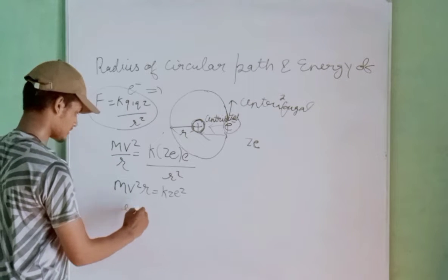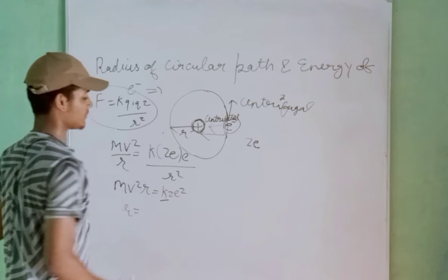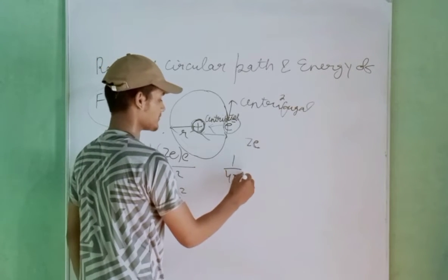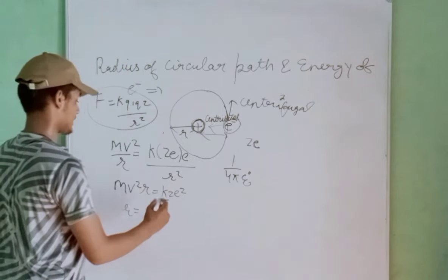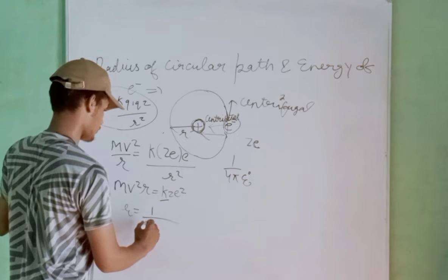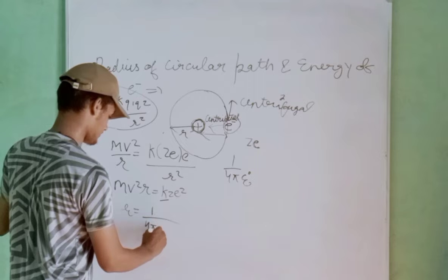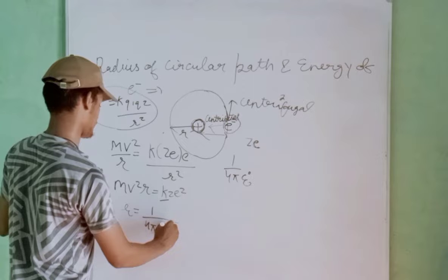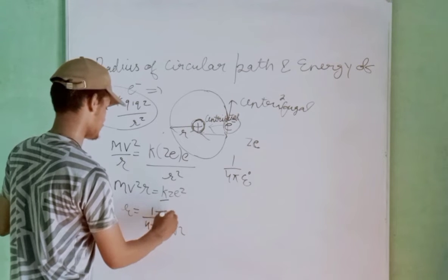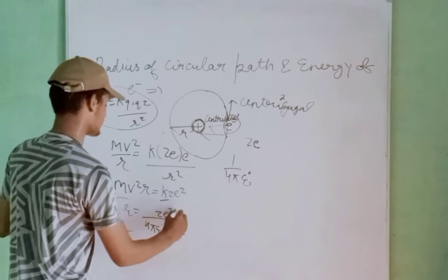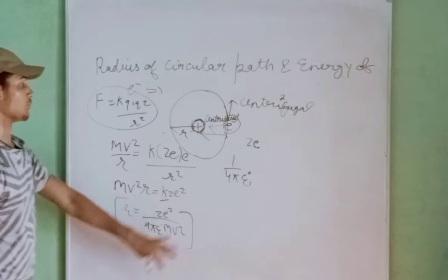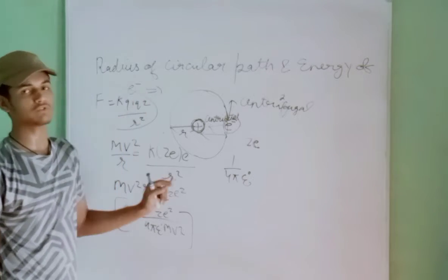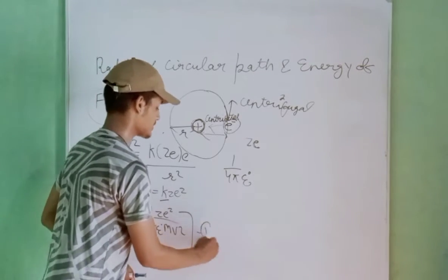We know the value of k: 1 upon 4 pi epsilon naught is the formula for k. So 4 pi epsilon naught mv square upon Ze square gives the radius of the circular path of any atom for electrons revolving around the nucleus according to Rutherford's atomic model. That is equation first.